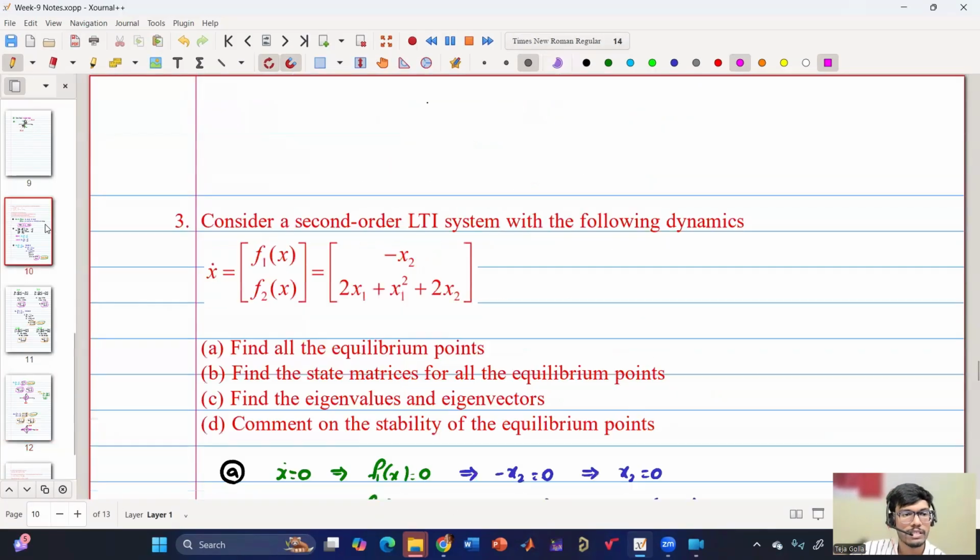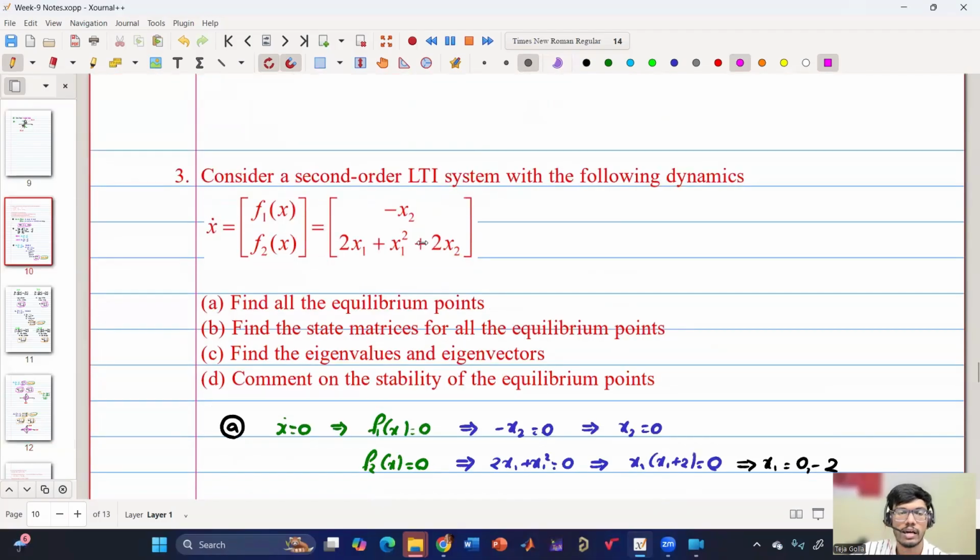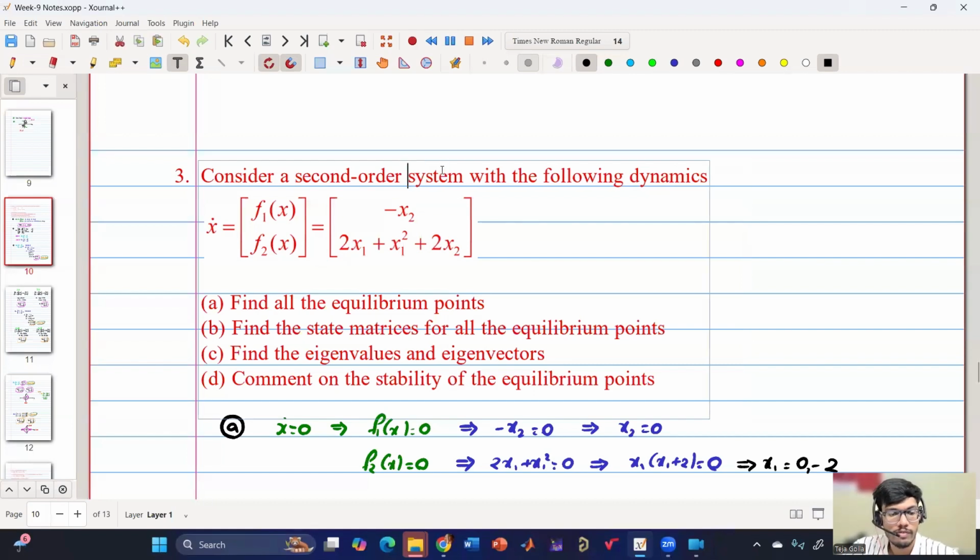Or maybe let me quickly summarize. In this problem, which is very critical, I have given a nonlinear system. Consider a second order system with the following dynamics. Find the equilibrium points, find the state matrices for all the equilibrium points, find the eigenvalues and eigenvectors, and comment on the stability of the equilibrium points.